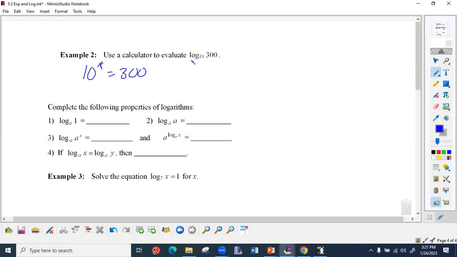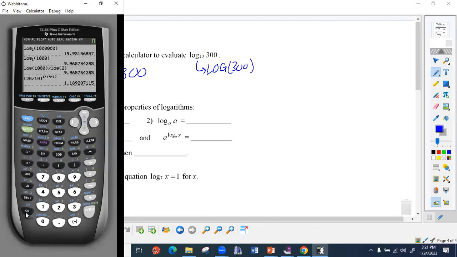So in the calculator, notice how this says log base 10. Log base 10 means that I'm using the common log, just log. And then I would have log 300. When I go to the calculator, do you see where it says log? I'm going to press log 300 and hit enter. And what do we get? 2.477. So it's approximately 2.477.